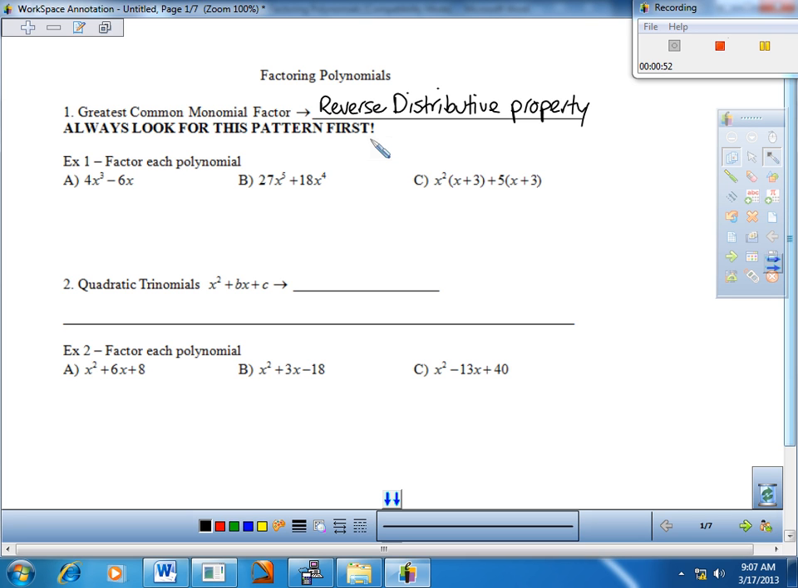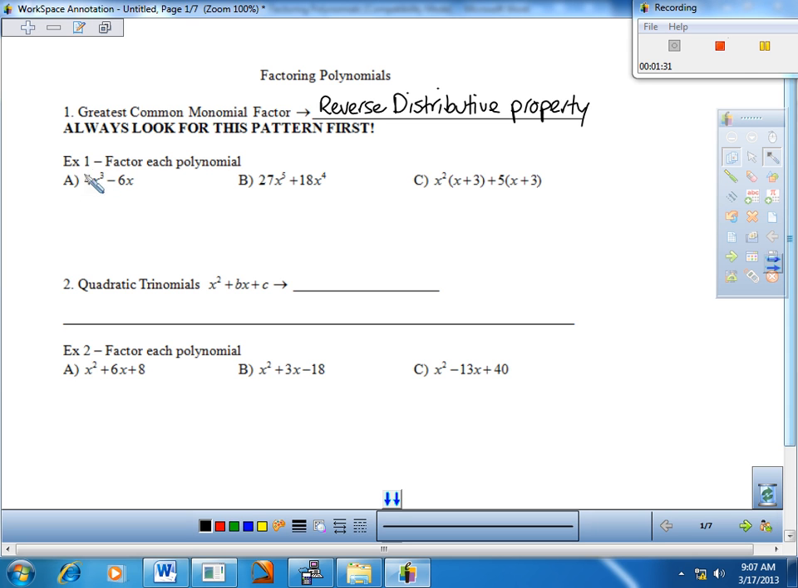Example 1, I just have 3 that we'll take a look at. So letter A, I have 4x cubed minus 6x. And very simply, I have a polynomial written in standard form. And what we're going to try to do is manipulate this expression to write it as a product of its factors. And so here's what we're going to do.